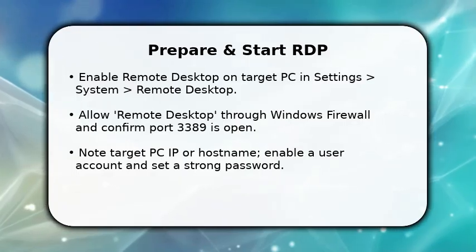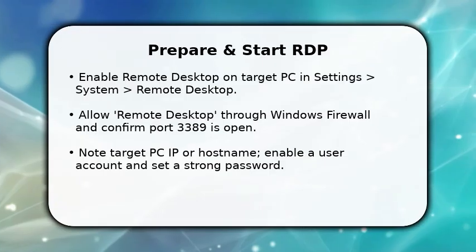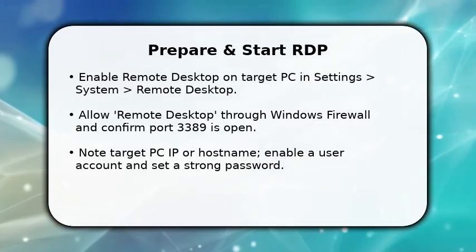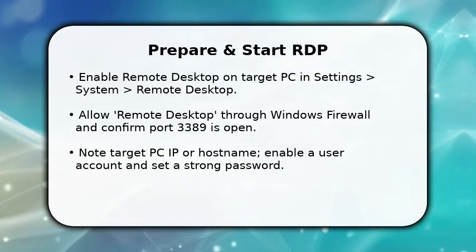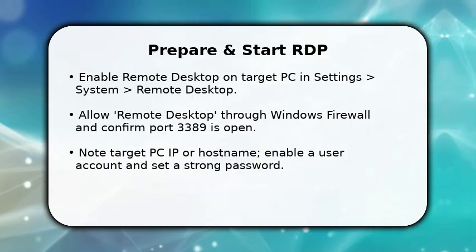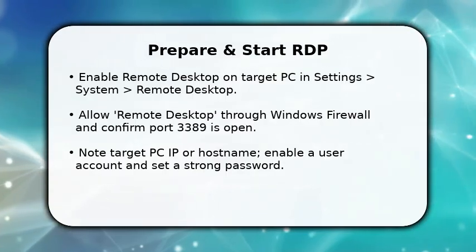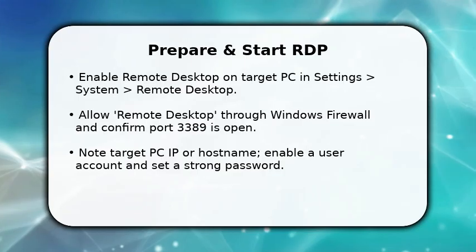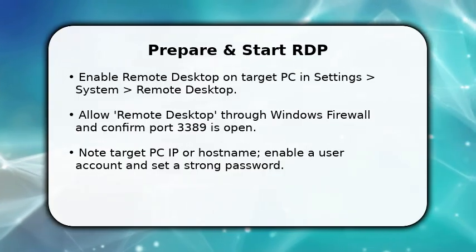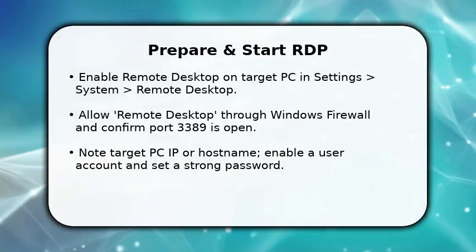You begin by preparing the target machine and your access. Enable remote desktop in system settings and allow it through the firewall. This opens the RDP service on port 3389. Create or confirm a user account with a strong password so you can authenticate.